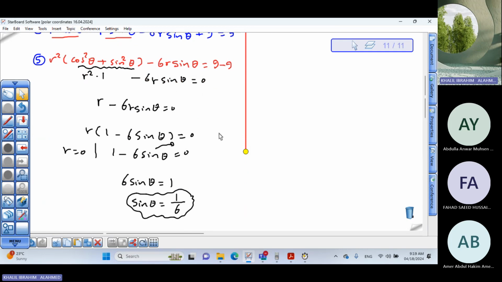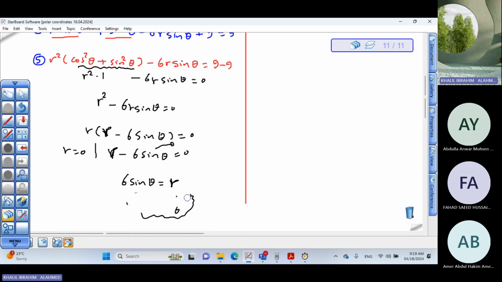Maybe here we made a small mistake. Here it is r square, not r. We can take r here, not 1. Here r, be careful about this. This is R. This is R. This is the final equation.